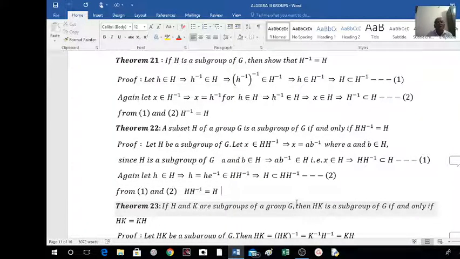And the converse part, the if and only if part, is very simple. So we have to write the converse part here.